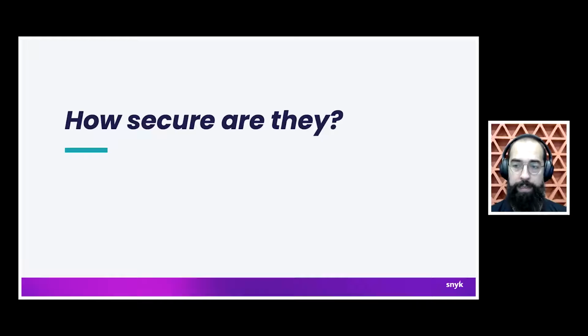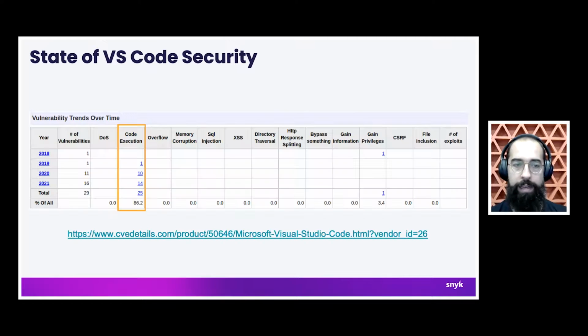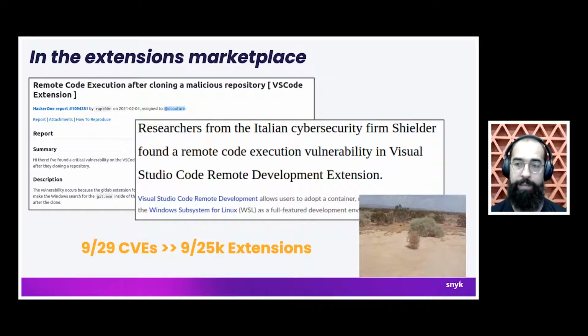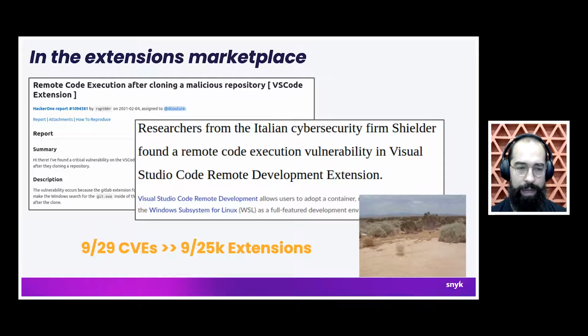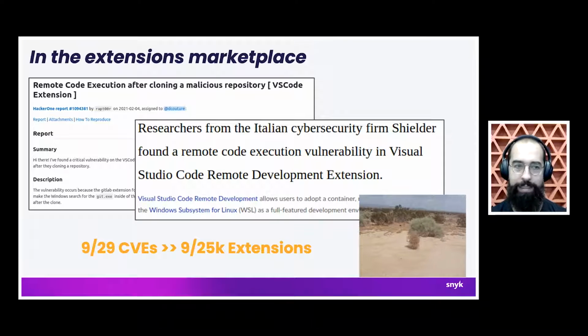So you must be asking yourself by now, how secure are these? And if you're looking into the CVEs, you'll see that there are around 25 CVEs up to date, most of them the severe code execution ones. And out of those 29 CVEs, 9 of them are related to extensions.